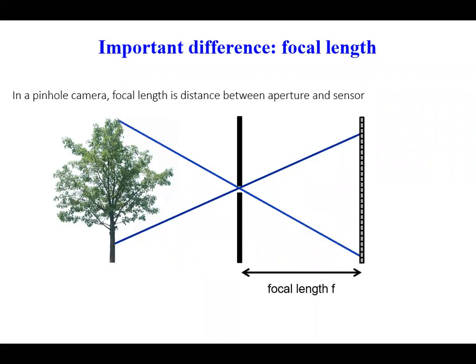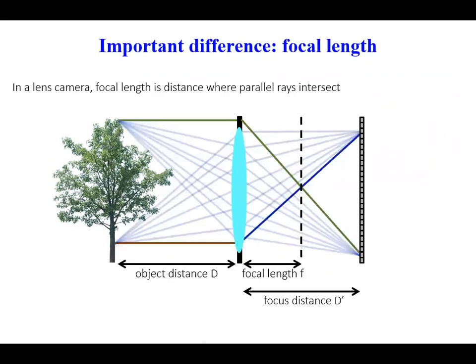So again, just to remind you, the focal length is between the aperture and the sensor. Aperture is the pinhole. It's called aperture. But what is the focal length if I'm using a lens like that? What would be my f if I'm using a lens?